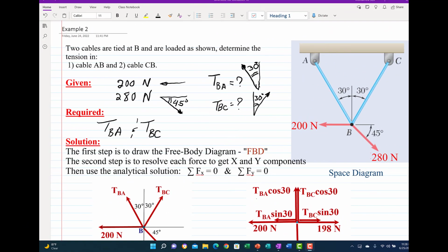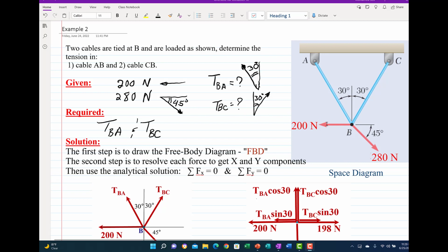The second example in this tutorial: we have two cables, AB and BC, tied together at B, and both make 30 degrees with the vertical axis, one to the right and one to the left. We have another force of 200 horizontal and another force of 280 making 45 degrees with the horizontal. So we have 200 Newton going in the negative X direction, 280 making 45 degrees with the X-axis, and we have the tension BA and tension BC. We don't know the magnitudes, but we know the direction, 30 degrees both.